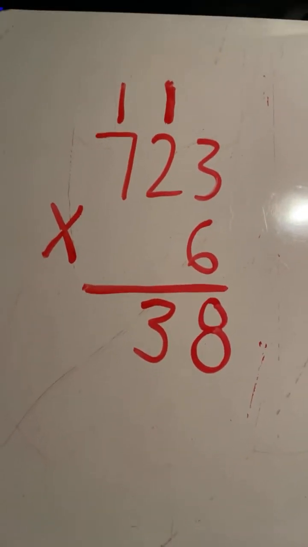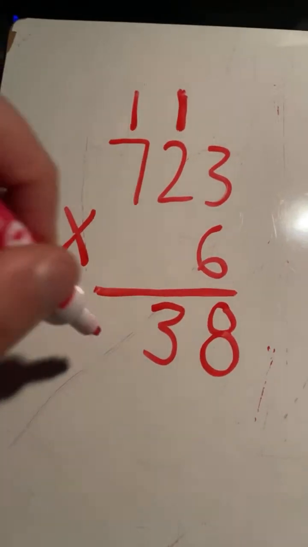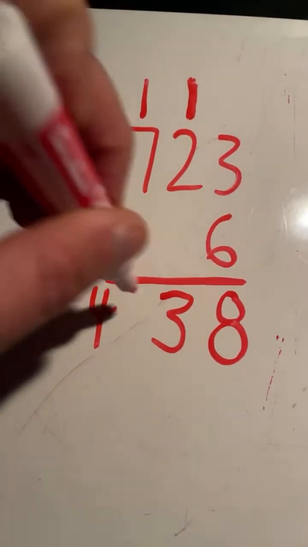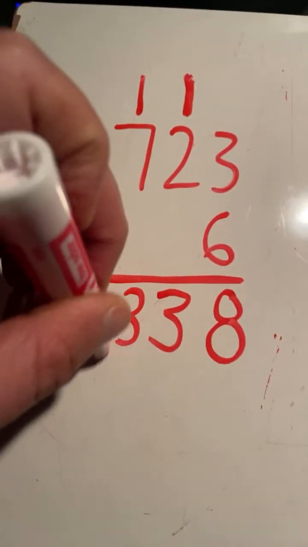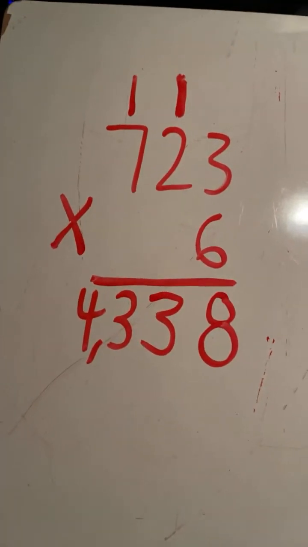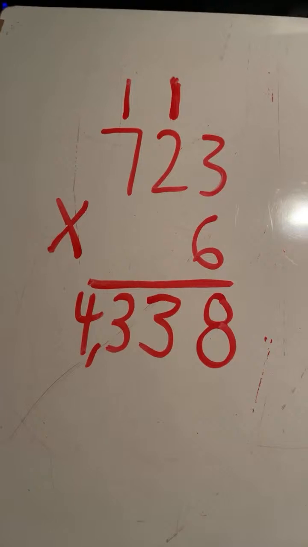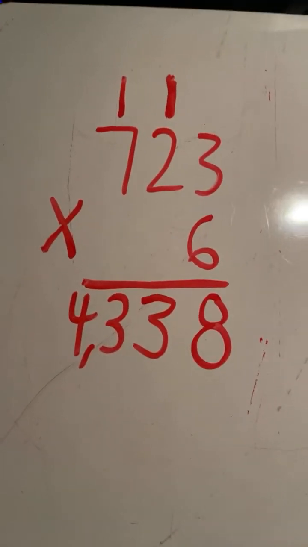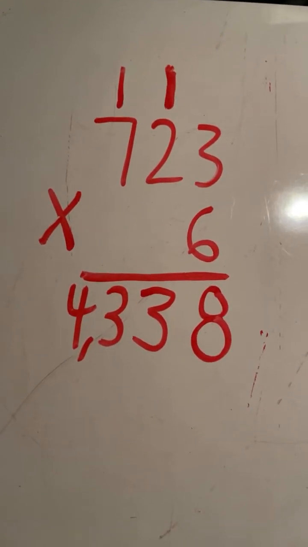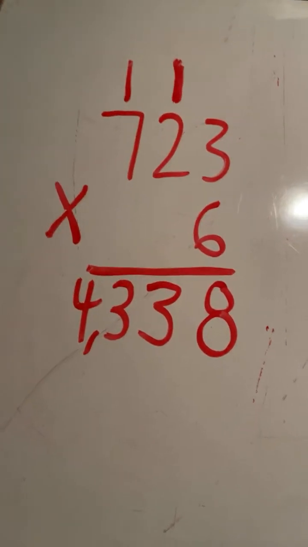7 times 6 equals 42. Plus 1 equals 43. And we have our final answer. 723 times 6 equals 4,338.